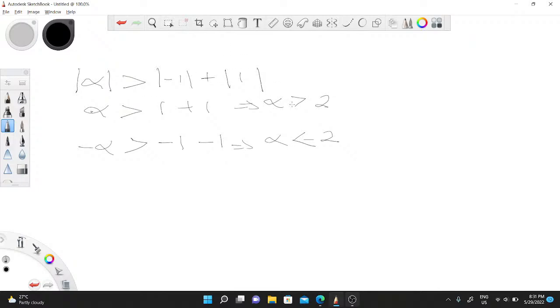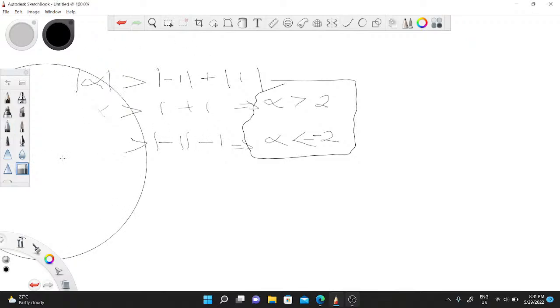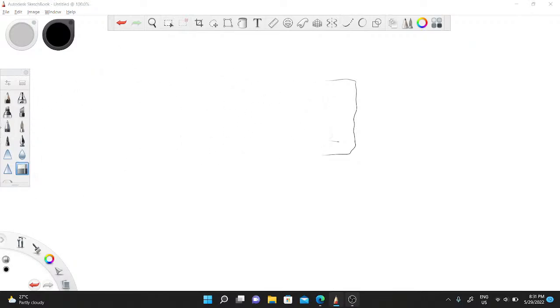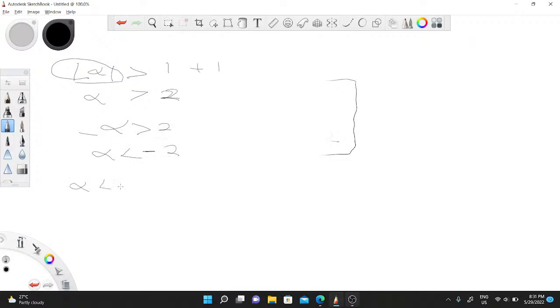Sorry, this should be corrected. I'm saying that the modulus of alpha is greater than 1 plus 1. That means alpha should be greater than 2. Now, the modulus means that you can also have a negative alpha, so negative alpha should also be greater than 2. That is, alpha is less than negative 2. So the answer is that alpha is less than negative 2 or alpha is greater than 2.